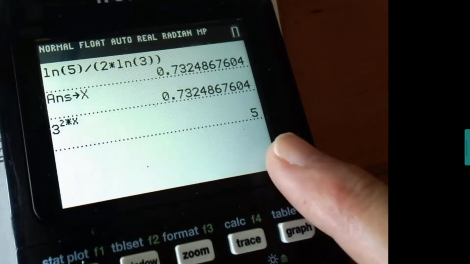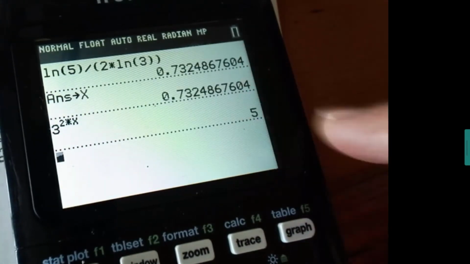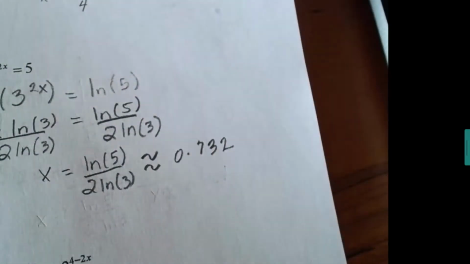And see how we get the 5 back out? So yay, we have the right answer. So that's how you can check that quickly with your calculator. Let's go to the next example.